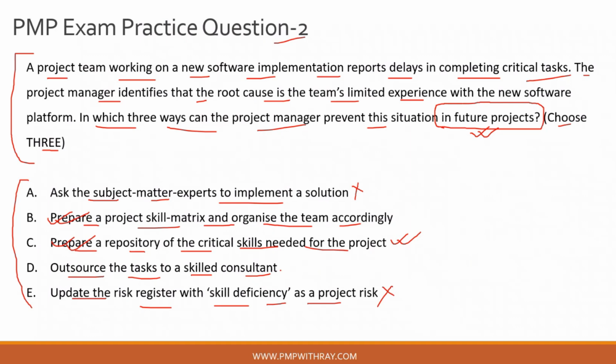Now that leaves us option D as the correct answer choice, because of course you needed to select three answer choices, right? However, in terms of logical reasoning as well, D makes sense, because if you do not have a skill set within your team, sometimes it becomes quite expensive to develop that skill set.